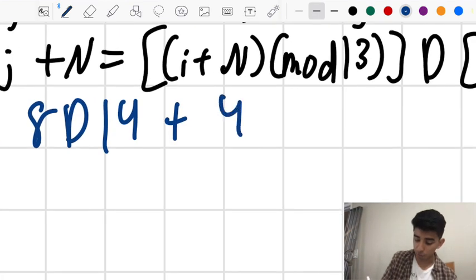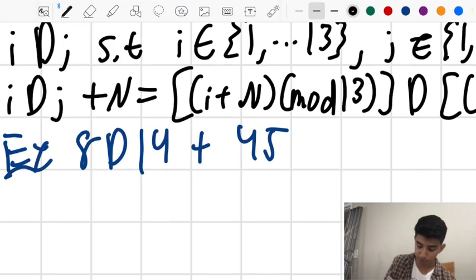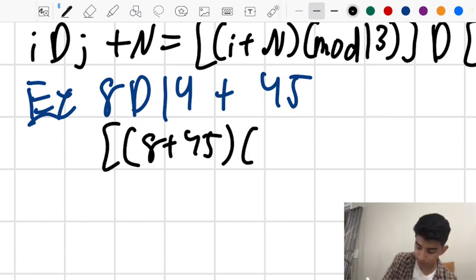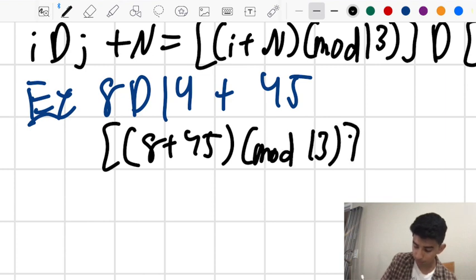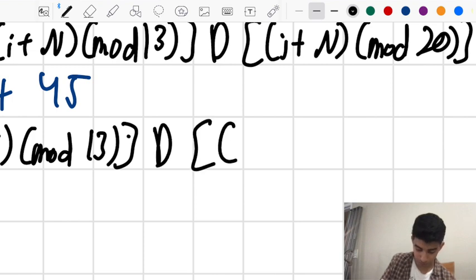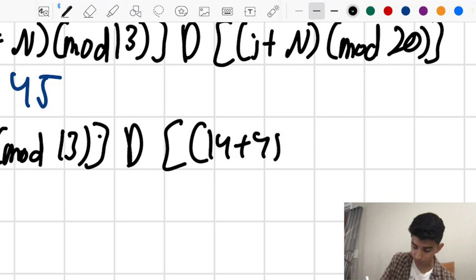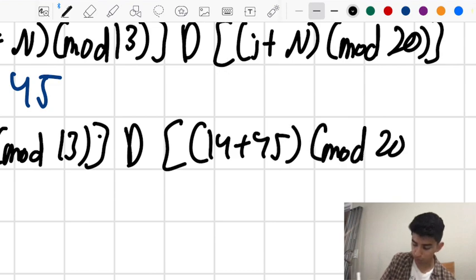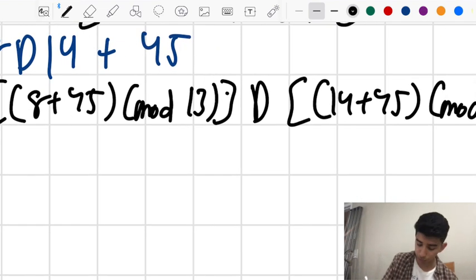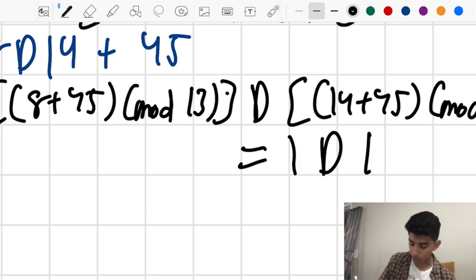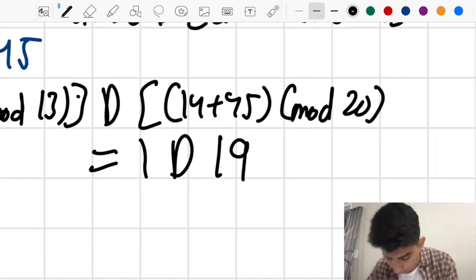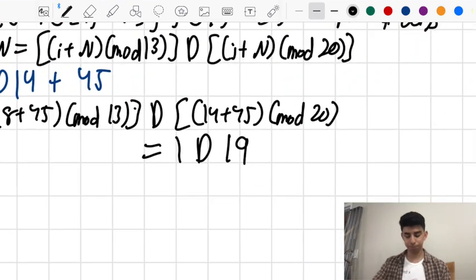So an example, which is the example I used in the notes, let's say we had 8D14 and we wanted to add 45 days to it. Using this method, we can go straight into it: 8 plus 45 mod 13 D, and 14 plus 45 mod 20. In the notes, I have the whole work going through it, and we will come out to the day in the calendar after 45 days will be 1D19.